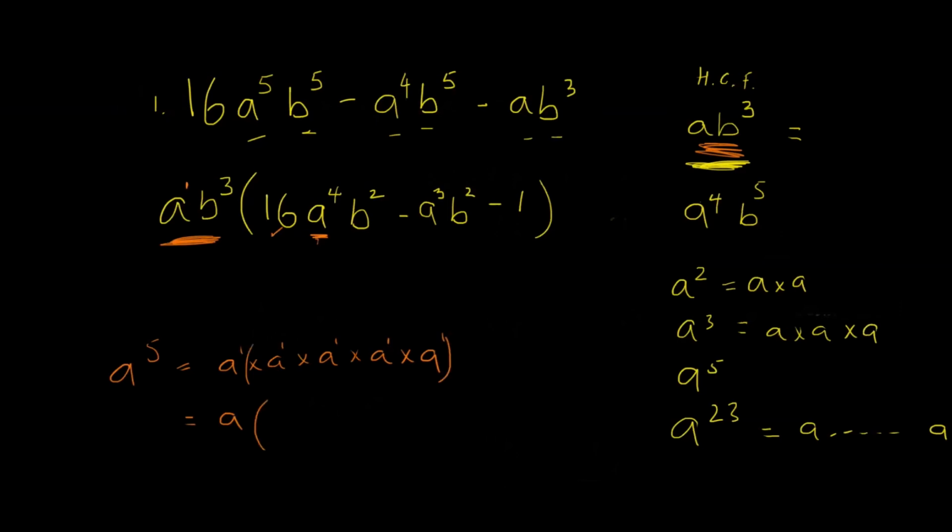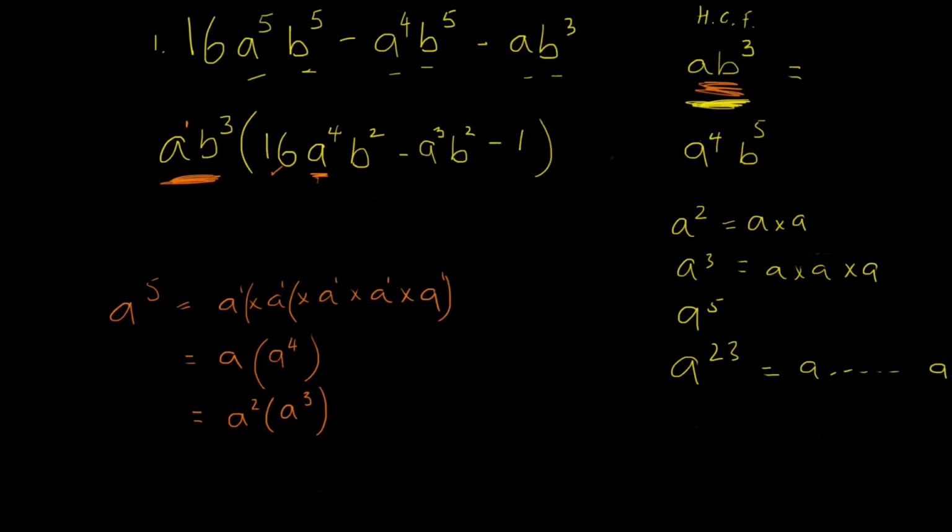And how many a's have I got left inside the bracket? 4. That's all I've done. Let me show you again. I could express it in another way. If I decided to take a squared outside, which is, if I break it, a times a right there, then you have a cubed. Perfect. Okay, I understand now.